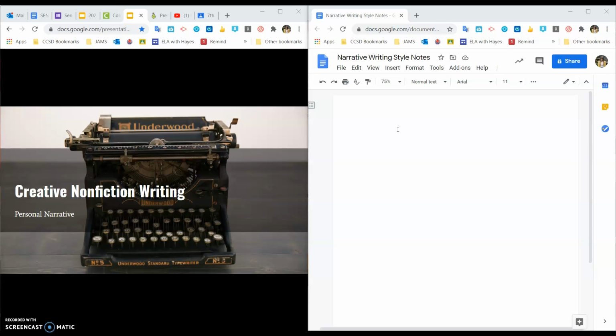So we know what creative writing is. Keep in mind that nonfiction is that real writing. So nonfiction refers to a memoir or a biography, or when you're reading a history textbook. All that stuff's going to be nonfiction.